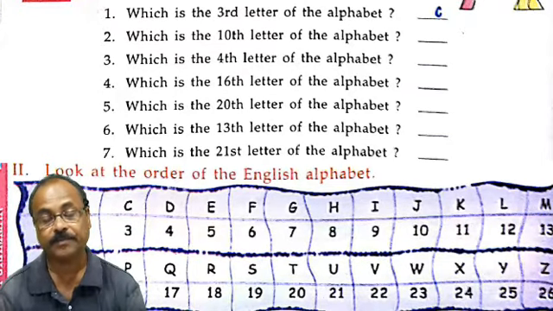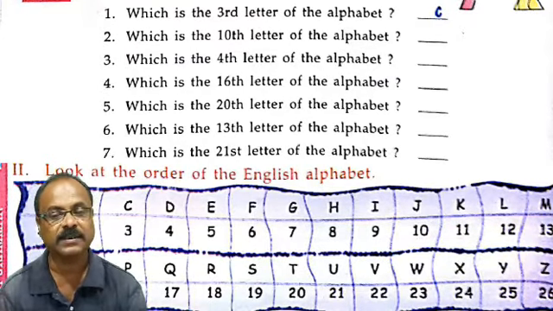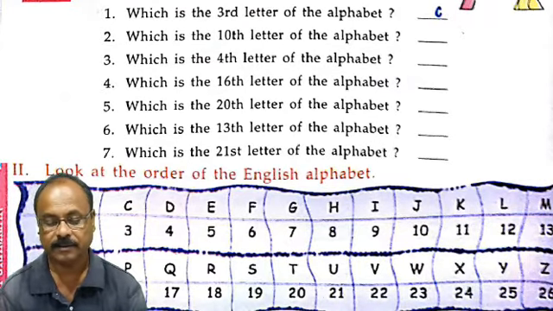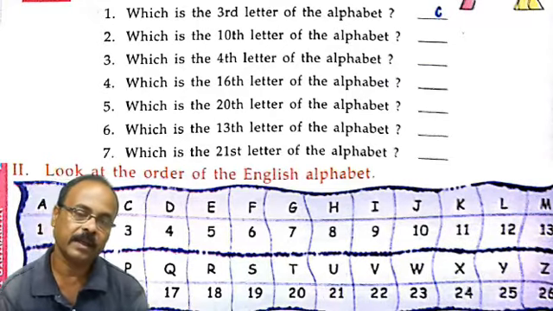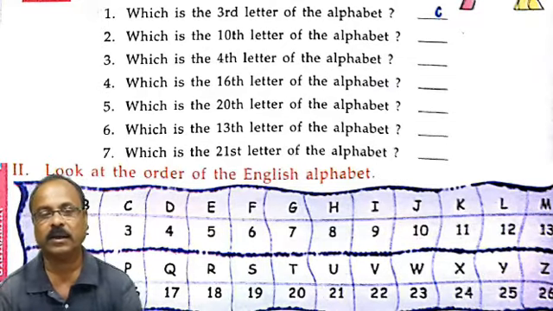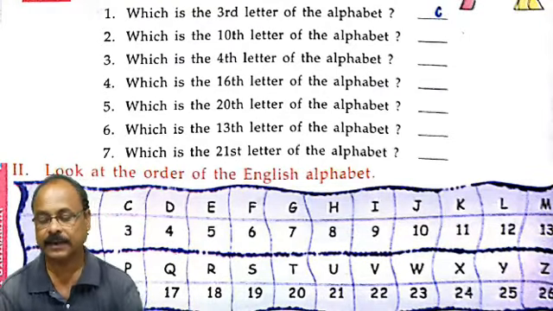So students, let us wind up the class, and this is the end of the class. In my next class, we shall discuss the second chapter, standard 3, term 1, the sentence and its kinds.